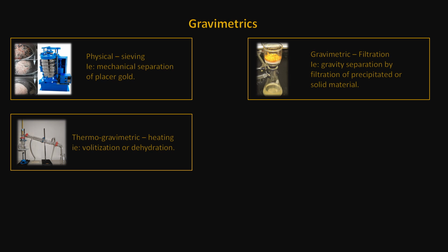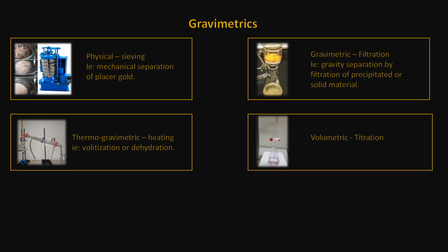Now, volumetric gravimetry is used for solubilized elements of interest. These are ions in solution, that is, dissolved material. The analysis relies on the chemical reaction with a reagent and the analyte concentration, determined by some form of indicator. This method is referred to as titration.